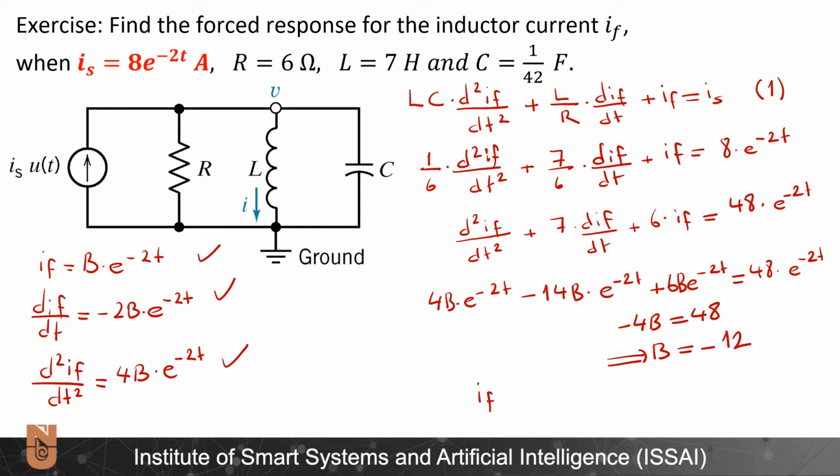Accordingly, the forced response of the system with respect to time will be minus 12 times e to the minus 2t. Of course, this is not the complete response of the circuit. In order to have the complete response, we need to also calculate the natural response of the circuit due to the initial conditions, but right now we don't have those.